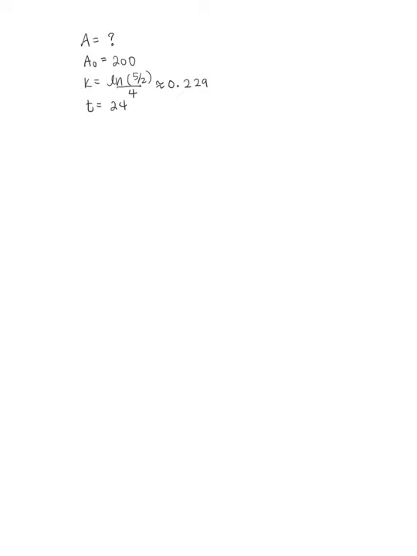All right, so let's go back to our formula again. A equals A sub 0 times e to the kt. Again, A is what we're looking for, so let's just plug and chug. So this implies that our A is A sub 0, which is 200, times e to the k, which is approximately 0.229, multiplied here by 24.